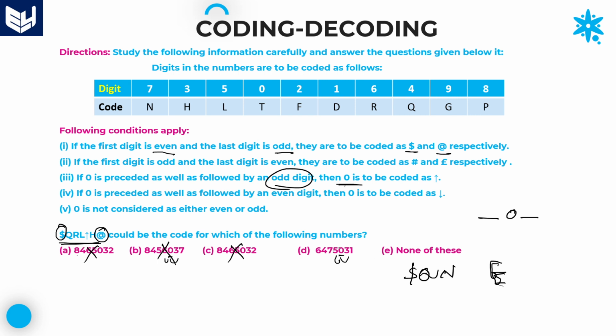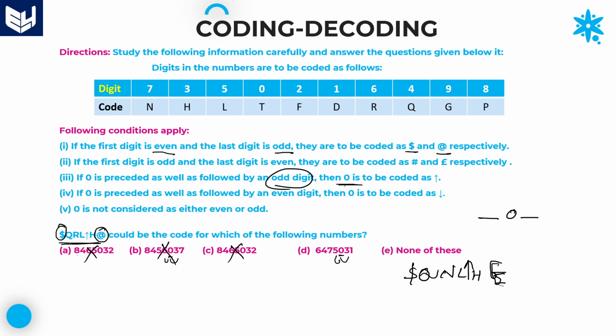And next one is 5. 5 is equal to what? L. 5 is equal to L. And next 0. Here 0 is preceded and followed by odd digit. Therefore, it must be upward arrow. Next 3 is equal to, what is 3? H. And next here it is 1, already done, that is euro.